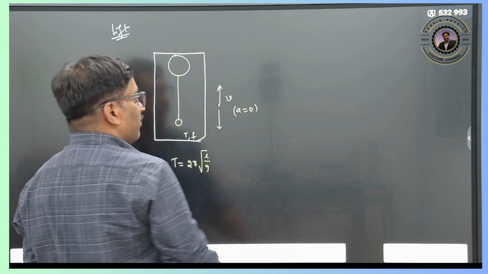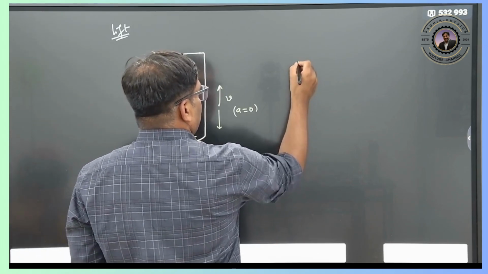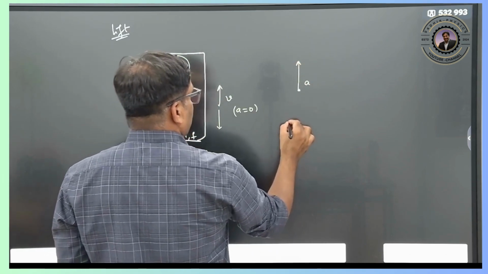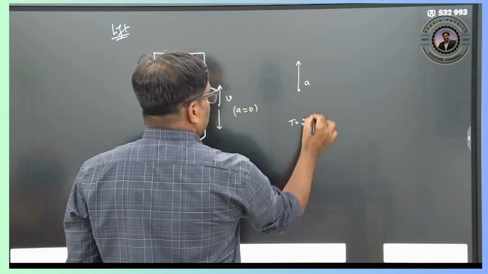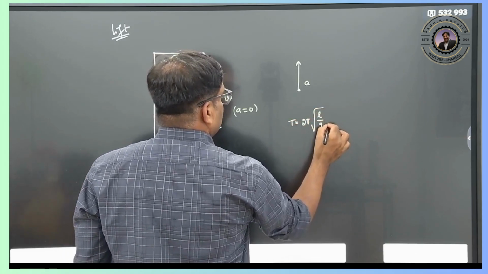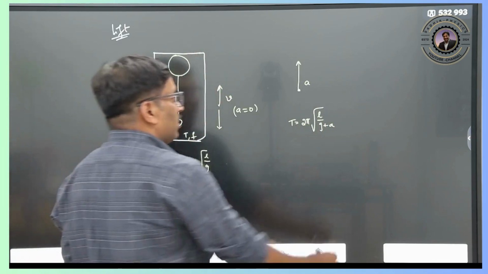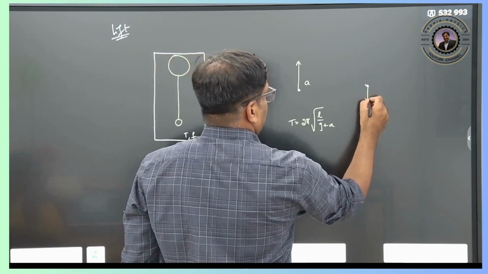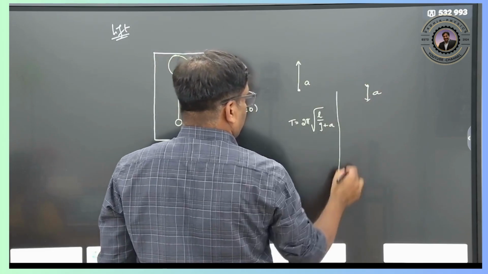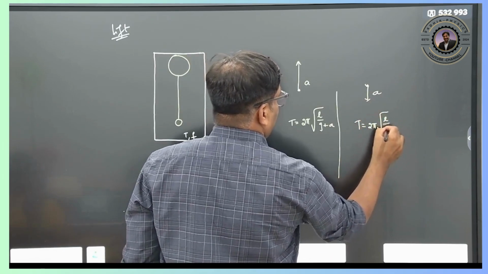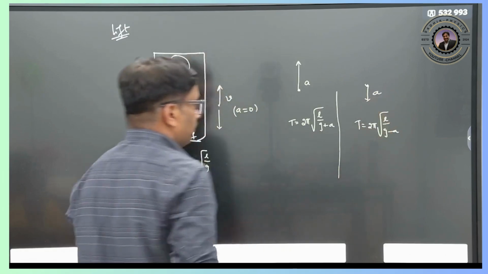Suppose the lift is going upward with an acceleration a, what will be the time period now? Time period is equal to 2 pi into square root of L by (g plus a). Suppose the lift is going downward with an acceleration a, what will be the time period now? Time period is equal to 2 pi into square root of L by (g minus a).